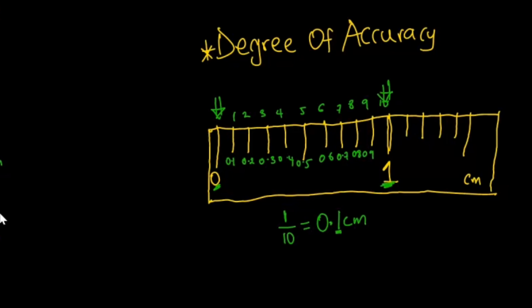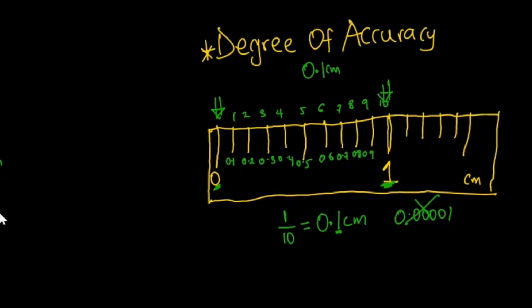So degree of accuracy simply means the smallest. What we can measure is 0.1. There's no way we can measure 0.000001 because this is not achievable or cannot be measured on the meter rule. So degree of accuracy is just simply that smallest value that can be measured. So on the meter rule, we can get a degree of accuracy of 0.1 centimeter.